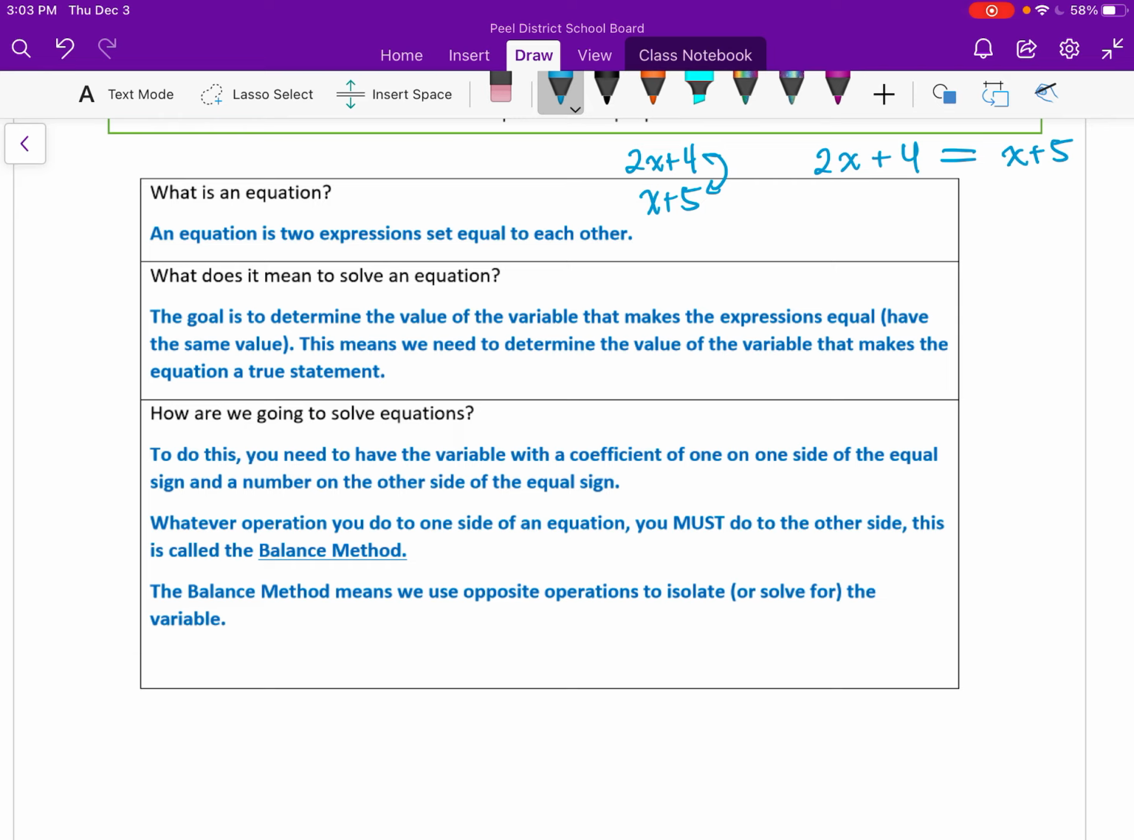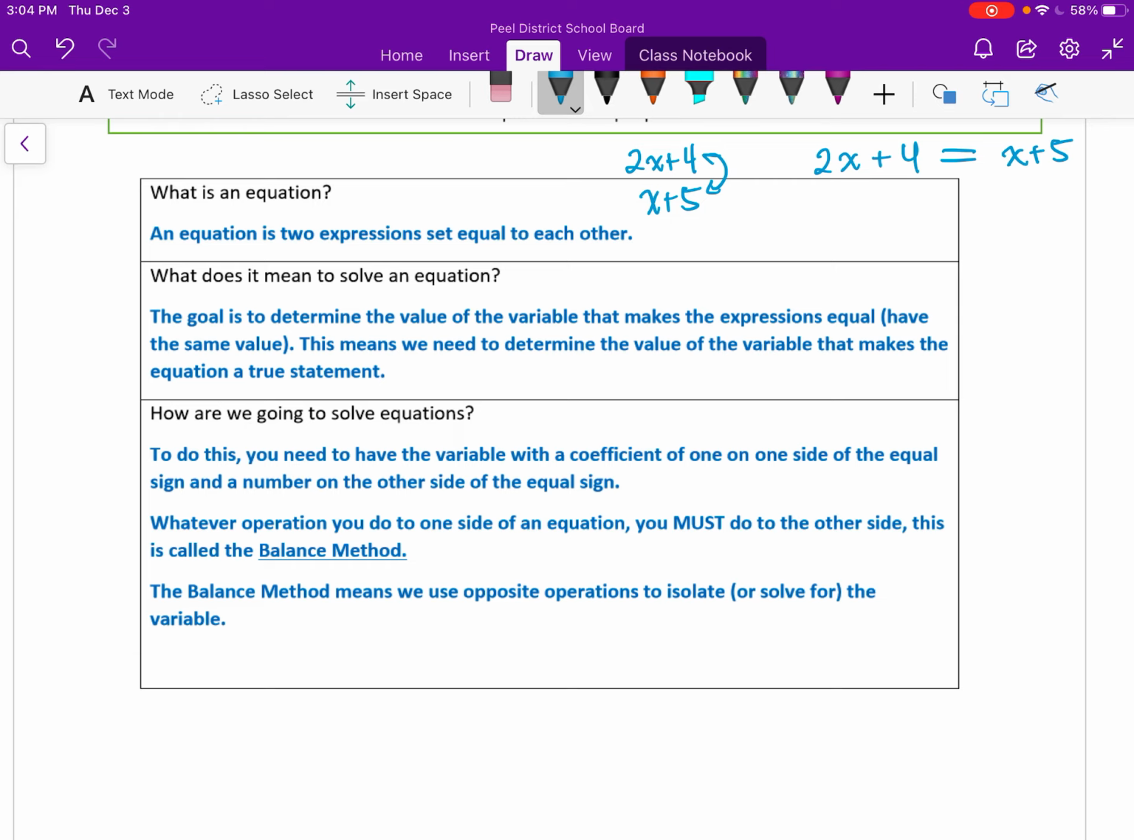The goal when you're solving an equation is to determine the value of the variable that makes the expressions equal. So what value for x will make this true? This means that we need to determine the value of the variable that makes the equation a true statement. In order to do this, you need to have the variable with its coefficient on one side, and the numbers on the other side of the equal sign. Whatever operation you do to one side of an equation, you must do to the other side. This is what we call the balance method.